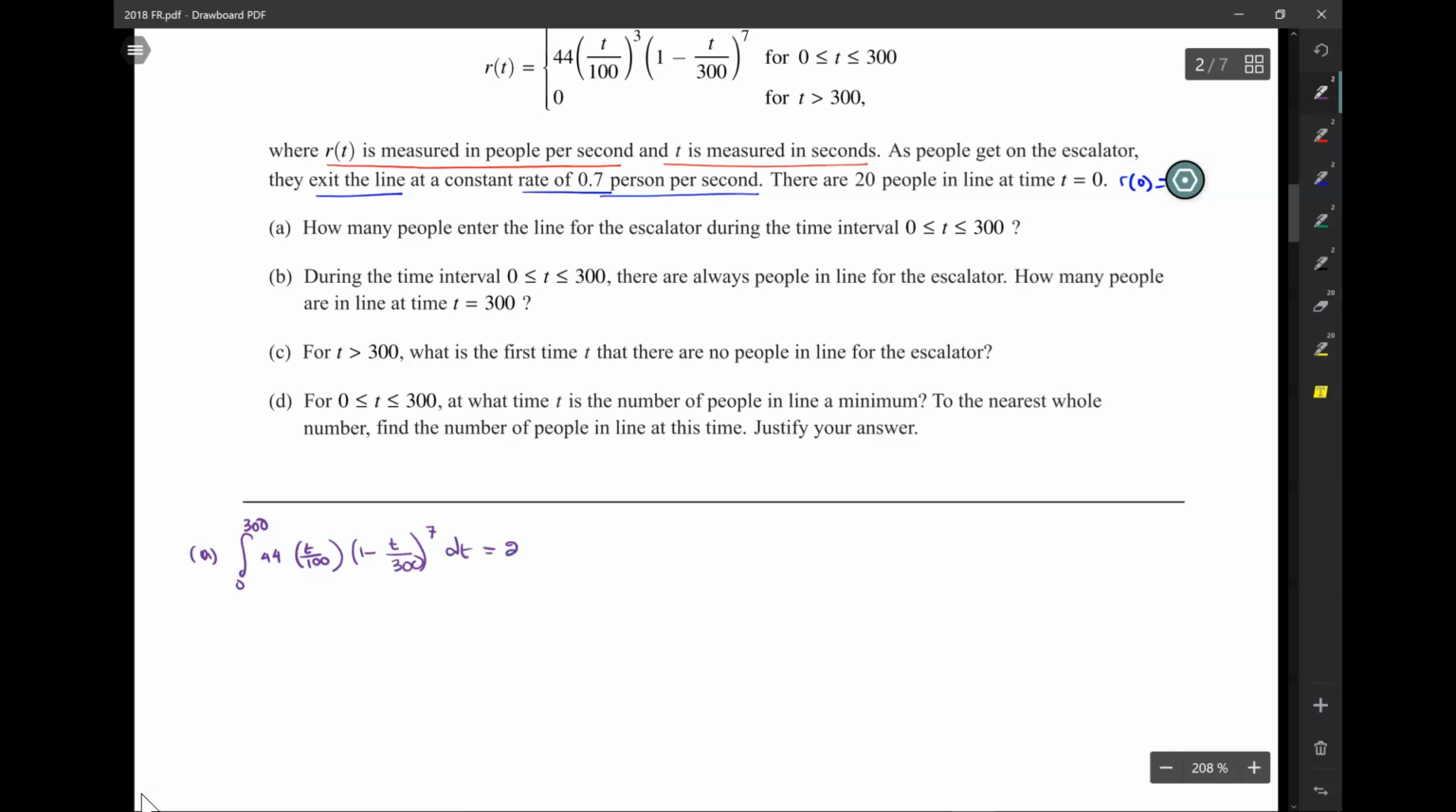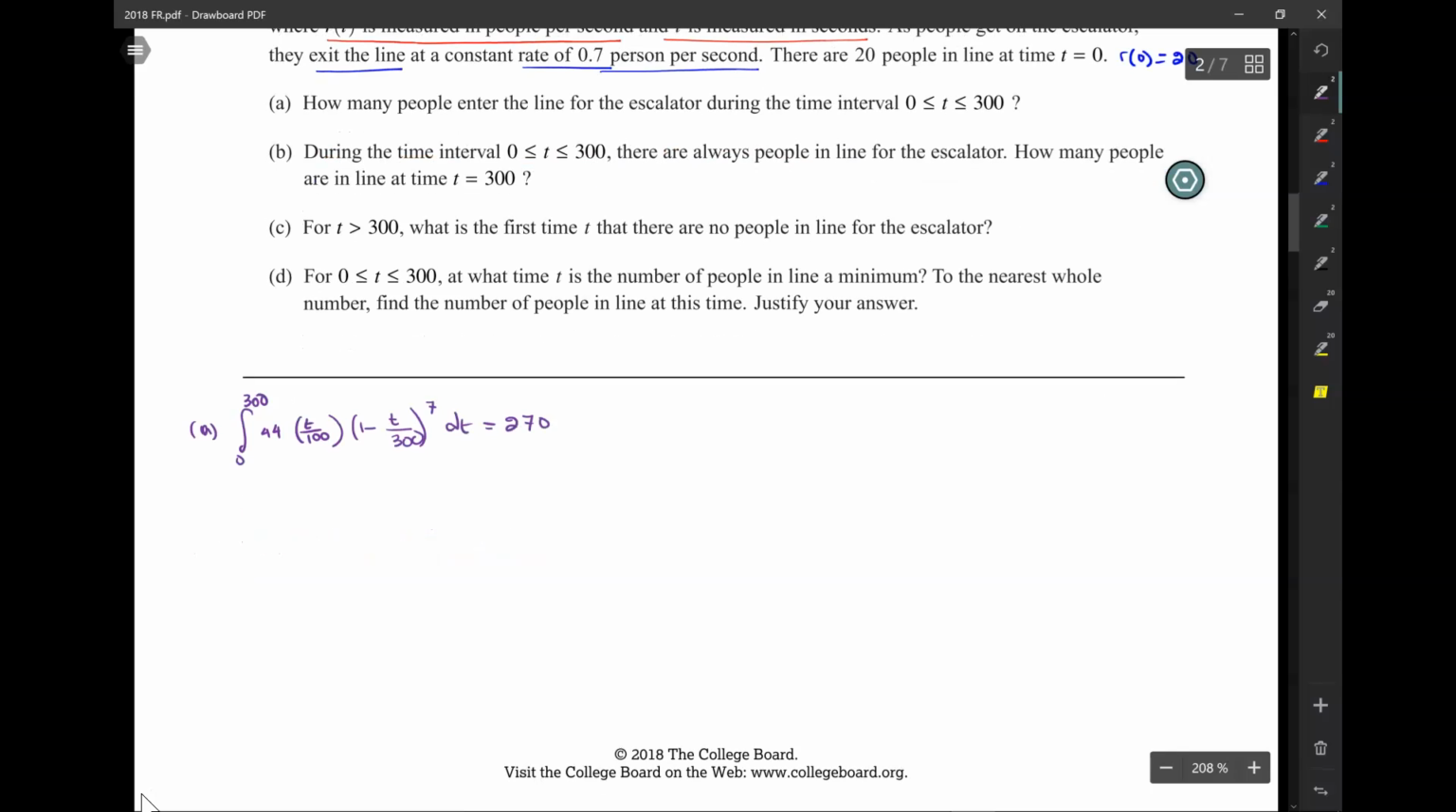dt, and that's equal to 270. So you write down that 270 people enter over this time. Fine, 270 people. I get it. It's negative. Okay. I'm scared about this. So, B.